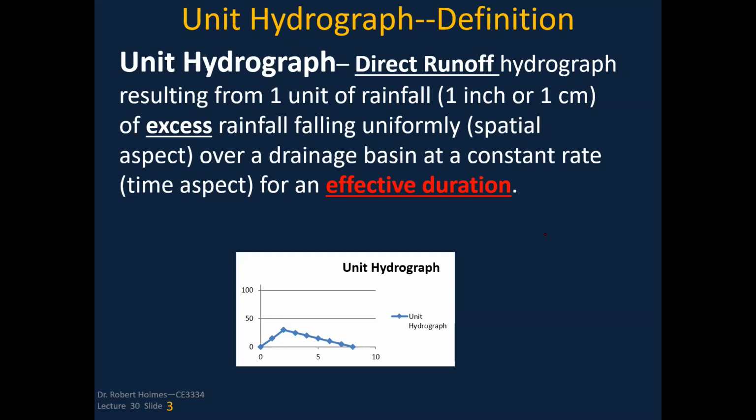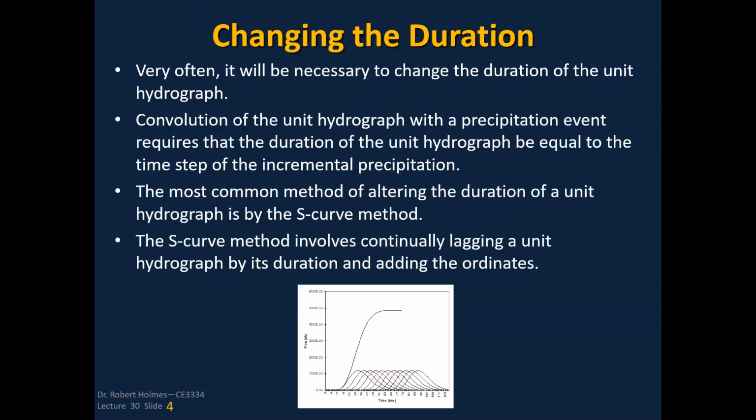And once again, I remind you that a unit hydrograph is a direct runoff hydrograph resulting from 1 unit of rainfall, either 1 inch or 1 centimeter typically, and it has a certain effective duration. Now, as I mentioned, it's very often that we have to change that duration, and the S hydrograph method is one way to do that.